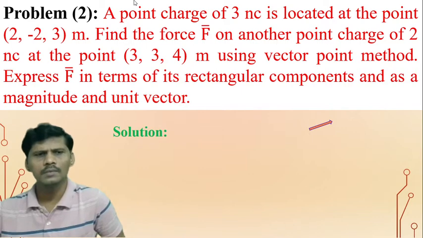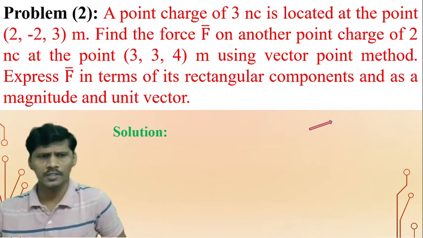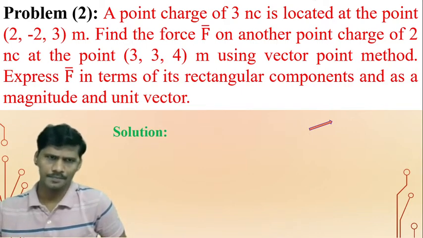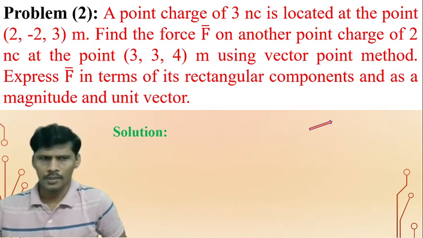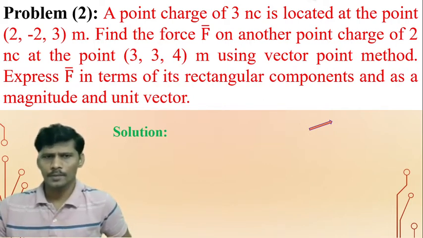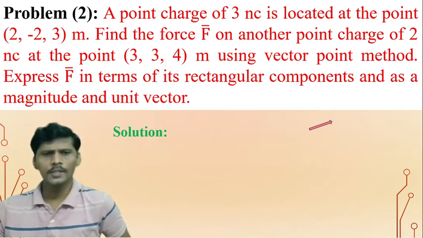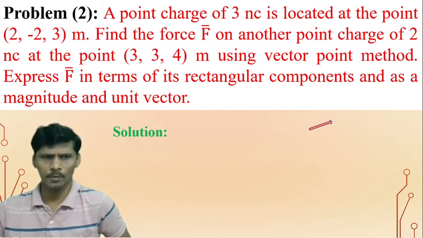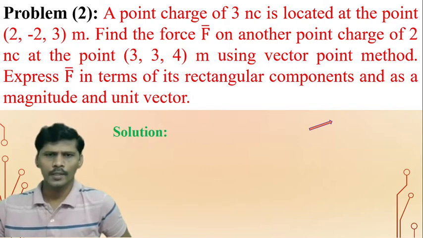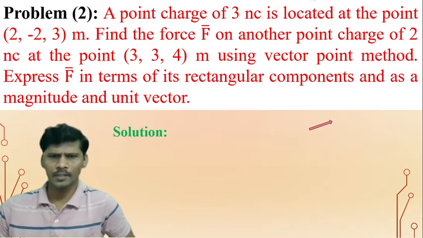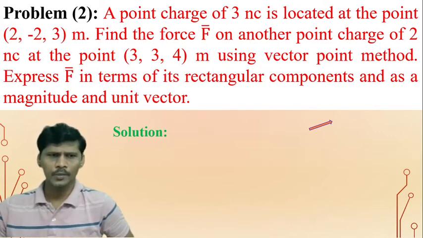Hi everyone. So in this video, we are going to discuss Coulomb's law examples. The first example is a point charge of 3 nanocoulombs located at the point (2, -2, 3) meters. Find the force F bar on another point charge of 2 nanocoulombs at the point (3, 3, 4) meters using the vector point method. Express F bar in terms of its rectangular components and as a magnitude and unit vector.